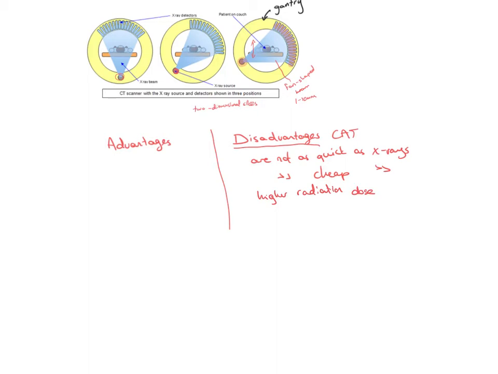And also you have to be extremely still during the scanning process, otherwise it will have blurs in the images produced, which is very hard for some patients.